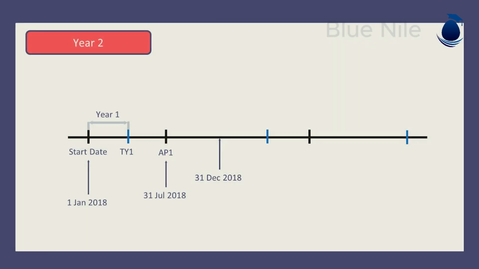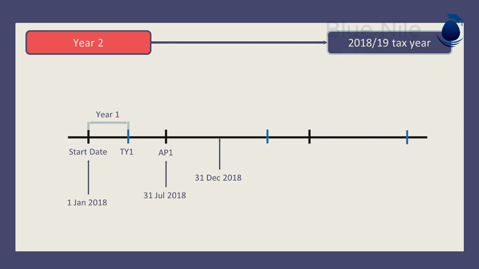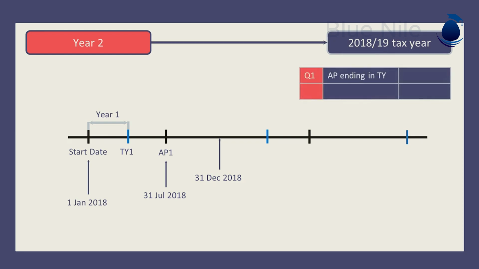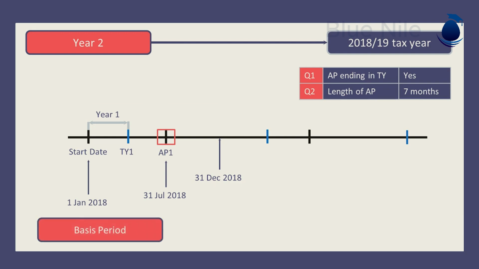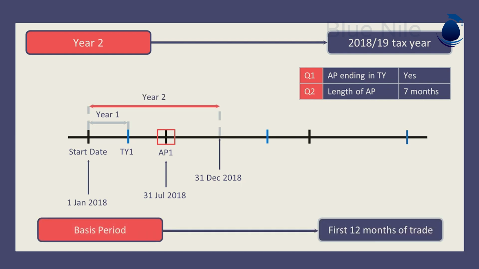Year 2 is our problem year, and here is the 2018-19 tax year. Question 1. Is there an accounting period ending in the tax year? On our timeline, we can see the black line mark 31st of July 2018, so yes, there is an accounting period. Question 2. How long is the accounting period? Here it's a 7-month accounting period, so from our rules, the basis period is the first 12 months of trade.